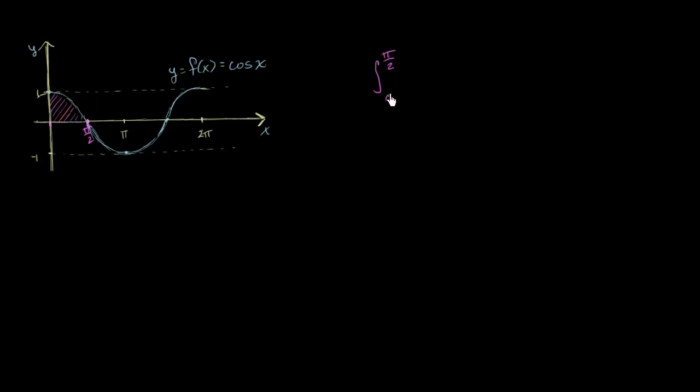Well, the way we denote it is the definite integral from 0 to pi over 2 of cosine of x dx. And all this is reminiscent of taking a sum of a bunch of super thin rectangles with width dx and height f of x for each of those rectangles, and then you take an infinite number of those infinitely thin rectangles. And that's kind of what this notation is trying to depict. But we know how to do this already.